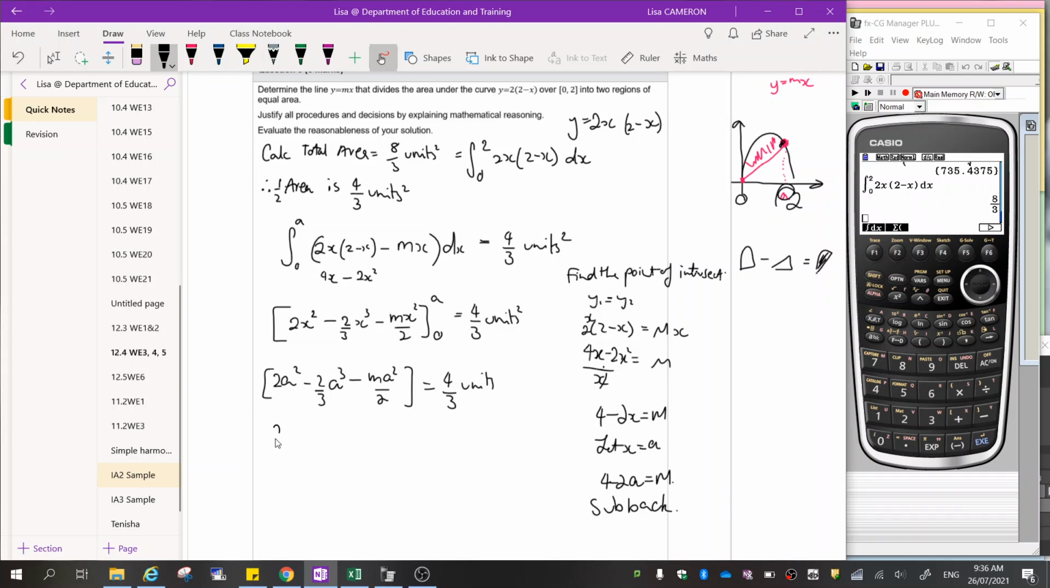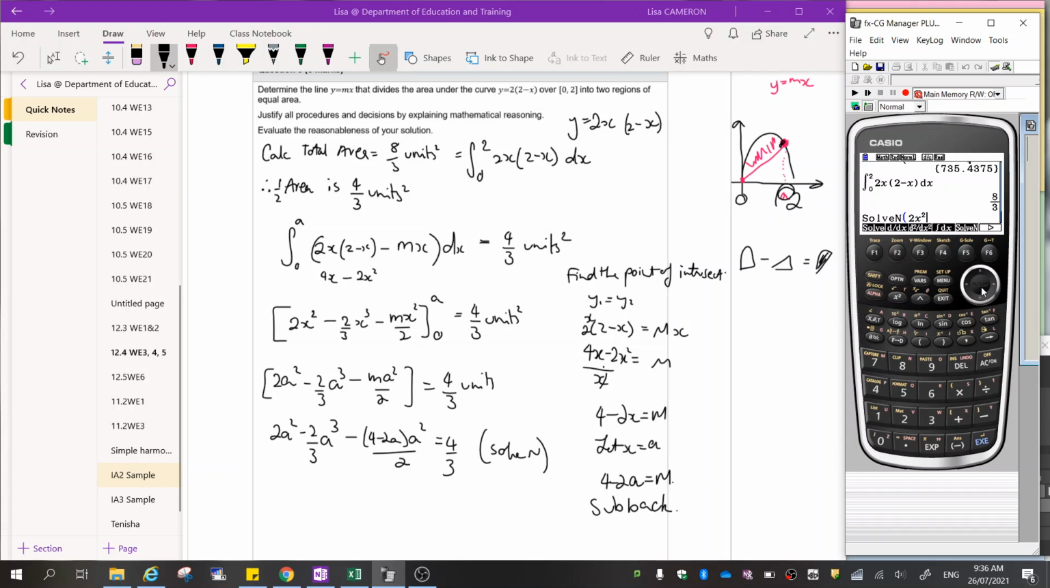So now I've got 2a squared minus 2 over 3a cubed minus (4 minus 2a)a squared, all divided by 2, is equal to 4 over 3. So I'm going to punch this in my calculator using my favourite thing, solve n. Options, calc, solve n, 2. I'm just going to change these to x squareds in the calculator.